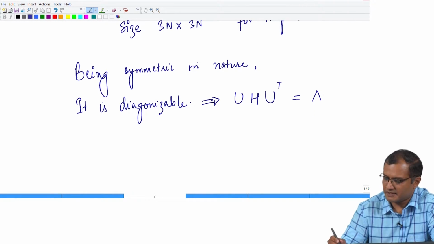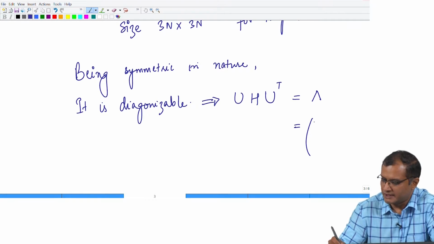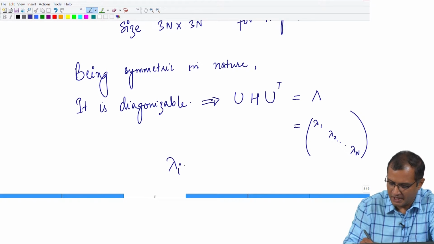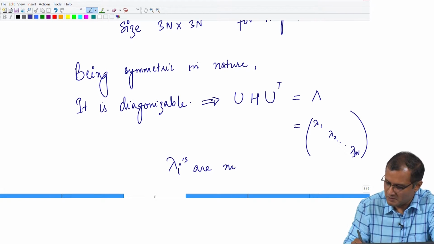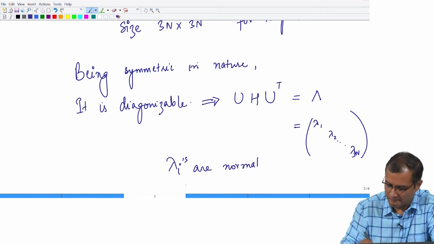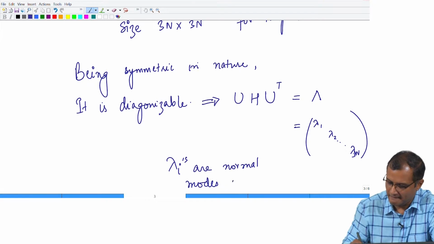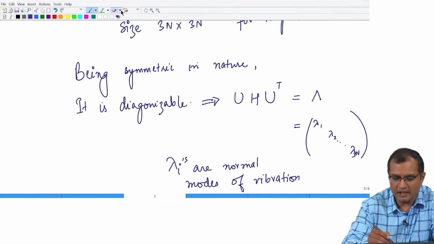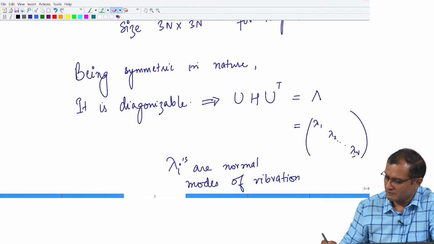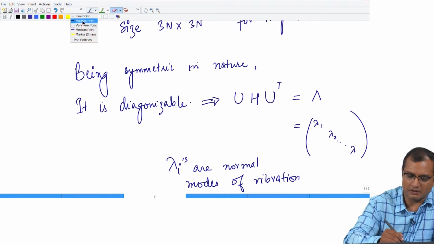So, this matrix would be nothing but a matrix of all the eigenvalues, which are nothing but your normal modes. Okay. So, here these lambda i's are nothing but normal modes of vibration. So, this is a matrix of size 3n by 3n. When you diagonalize it, you will get 3n eigenvalues, which are nothing but the modes of vibration of a solid.